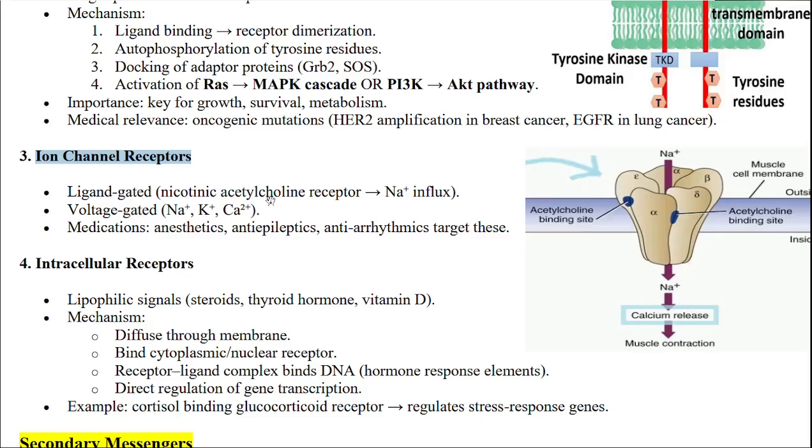Binding of the ligand, typically a neurotransmitter, causes an immediate conformational change that opens the channel pore, allowing specific ions to flow across the membrane, changing the membrane potential very rapidly. Example. The classic example is the nicotinic acetylcholine receptor found at the neuromuscular junction. When acetylcholine binds, the channel opens, letting Na+ rush into the muscle cell, causing depolarization and triggering contraction. It's incredibly fast signal transmission.